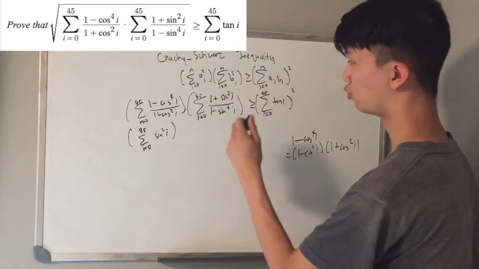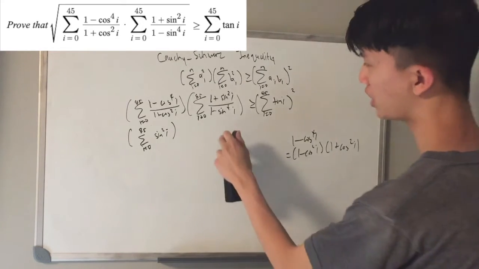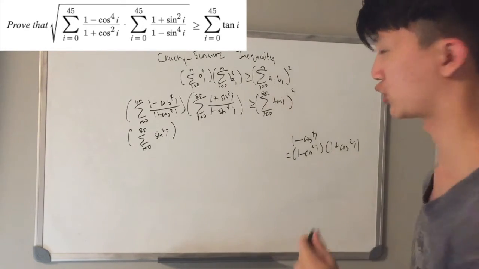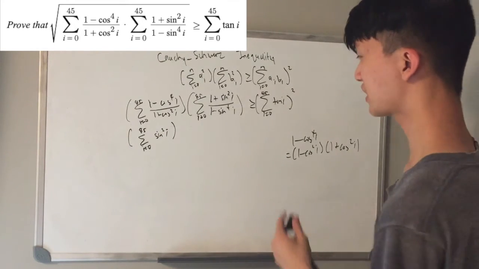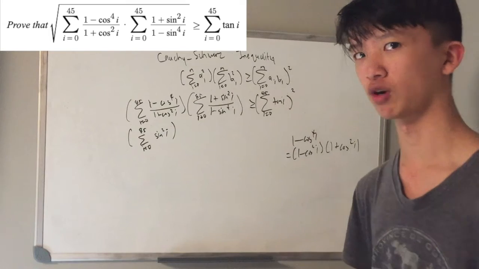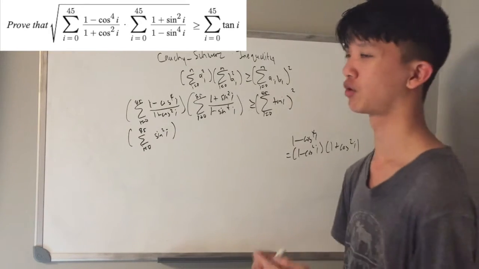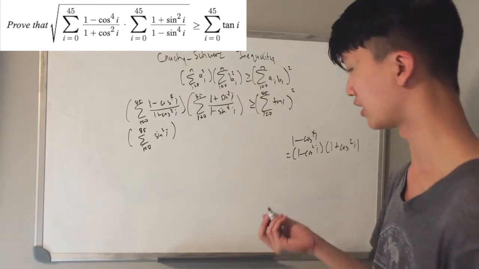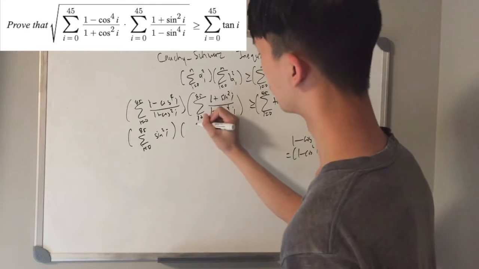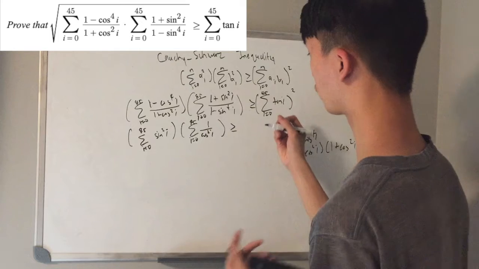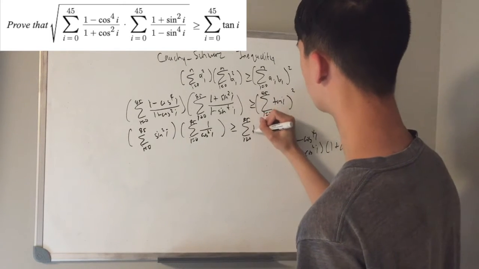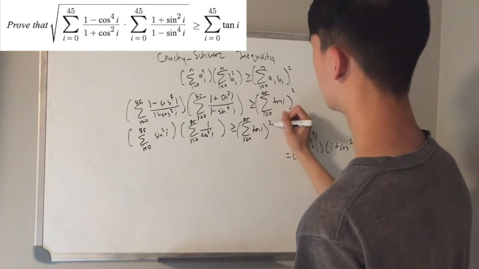But then for this, we can apply something similar here, because 1 minus the sine to the power of 4 of i is equal to 1 plus the sine squared of i times 1 minus the sine squared of i. So this is equal to 1 over 1 minus sine squared of i. But then 1 minus sine squared of i is equal to the cosine squared of i. So this is equal to the sum of 1 over cosine squared of i. This is then greater than or equal to the sum of the tangent of i, squared.